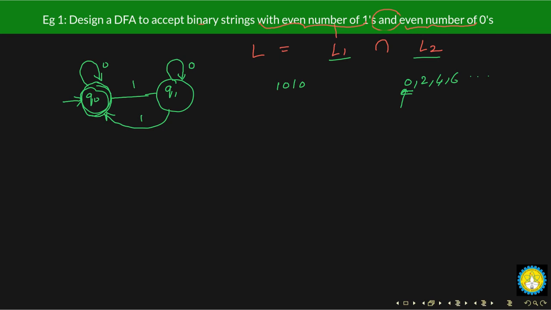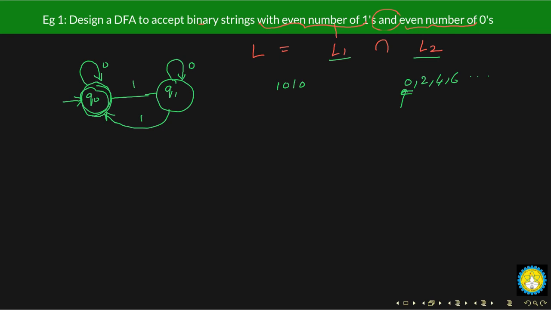Similarly, we can draw the DFA which will accept even number of zeros. It's very easy. You can actually switch the transitions on 0 and 1. Means you can switch the values of 0 and 1 to get that. So let me draw it here.